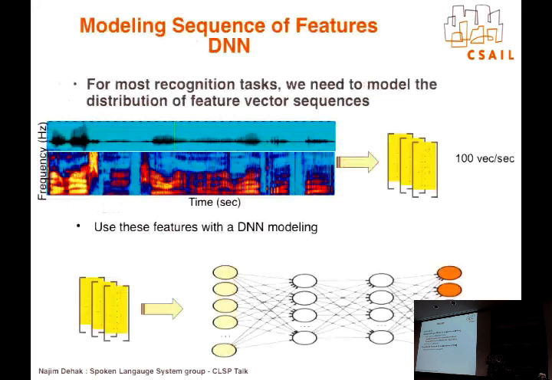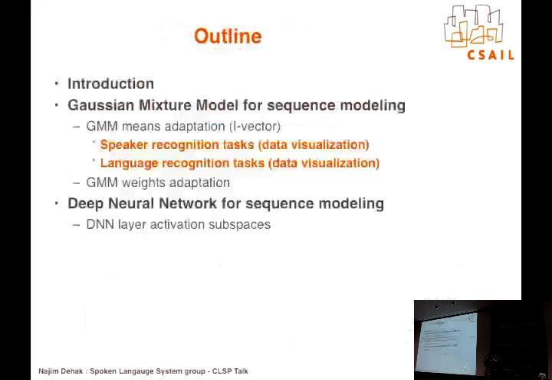So when you're doing the GMM weight adaptation, was the idea that when you fit the universal background model to a particular session, whether speaker or language, in addition to the mean, you also adapt the weight? Yeah. It's always done on top of the mean adaptation. Yes.